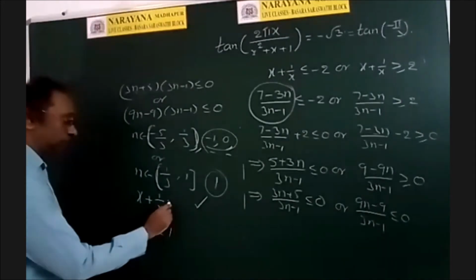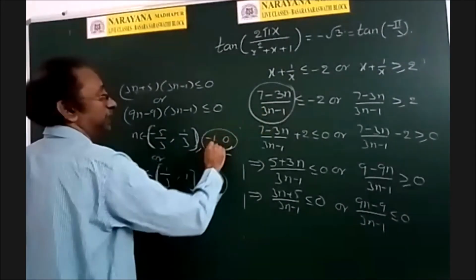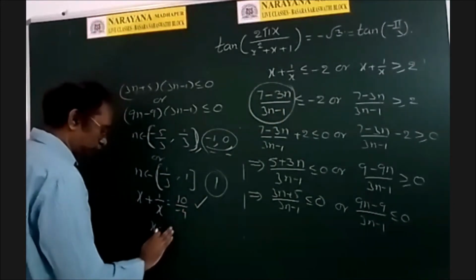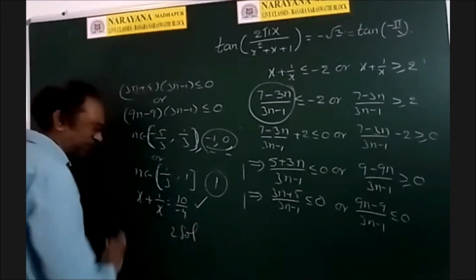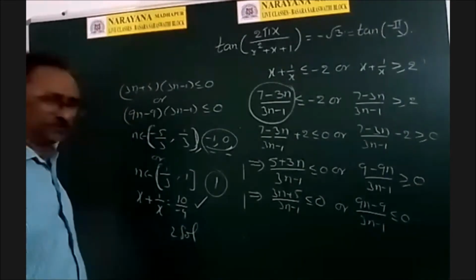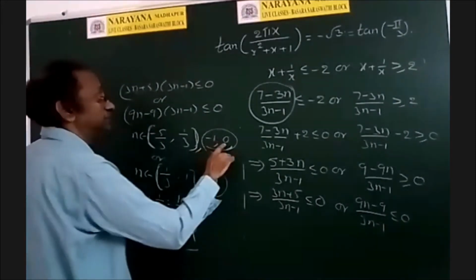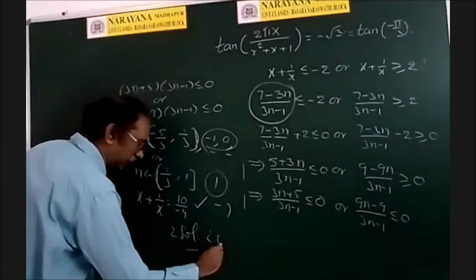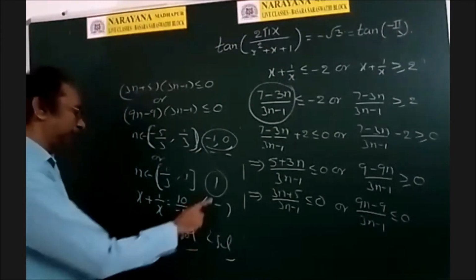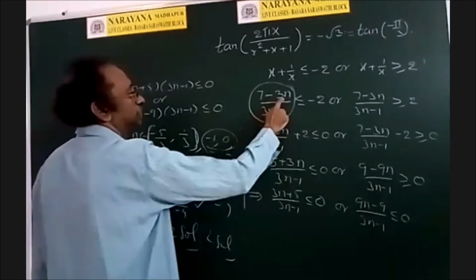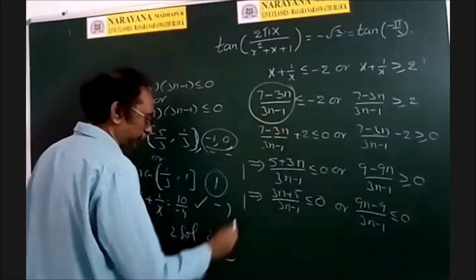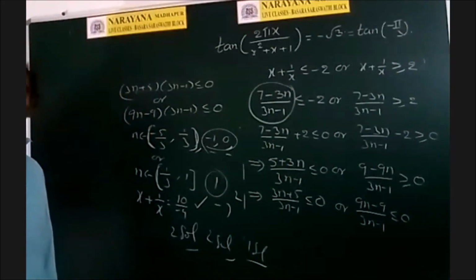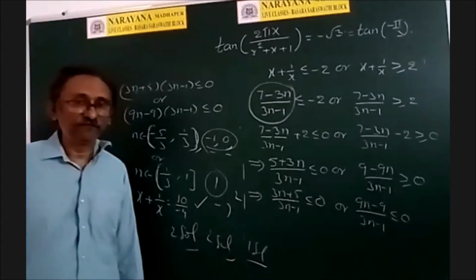Okay, and therefore, what is the value of this? If you put n is equal to minus 1, that is 10 by minus 4. So two solutions. What are those solutions? I don't need them. Okay, two solutions. Put n is equal to 0: 7 by minus 1, minus 7. Definitely it will have two solutions. Now put n is equal to 1: 7 minus 3, 4, by 3 minus 1, 2. That means definitely x is equal to 1. One solution. Okay. The total number of solutions is 5.